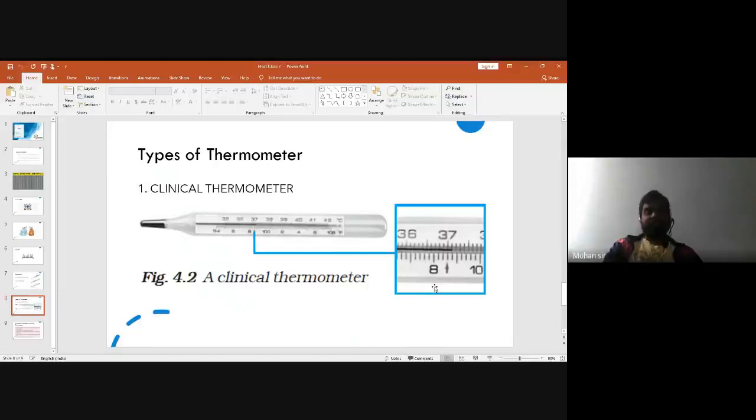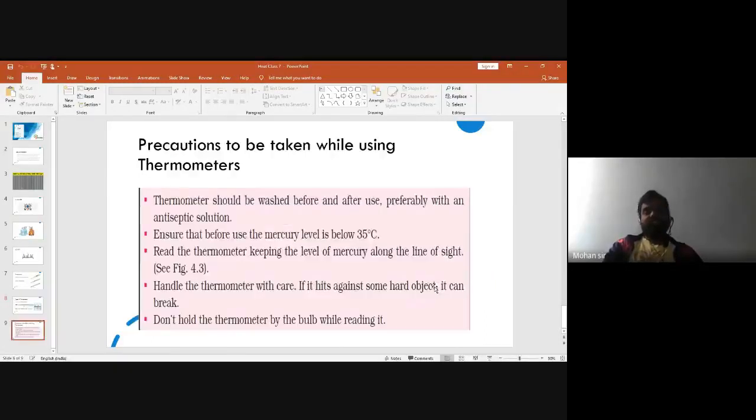When we are using thermometers, we should take care of certain things. We should have certain precautionary measures. These are the precautionary measures while using the thermometer. The thermometer should be washed well and it should be sterilized. Maybe we can use sanitizers to clean the thermometer because it is an antiseptic solution.